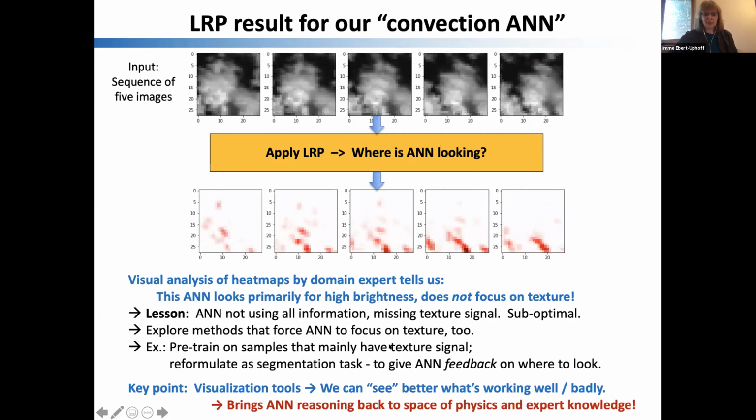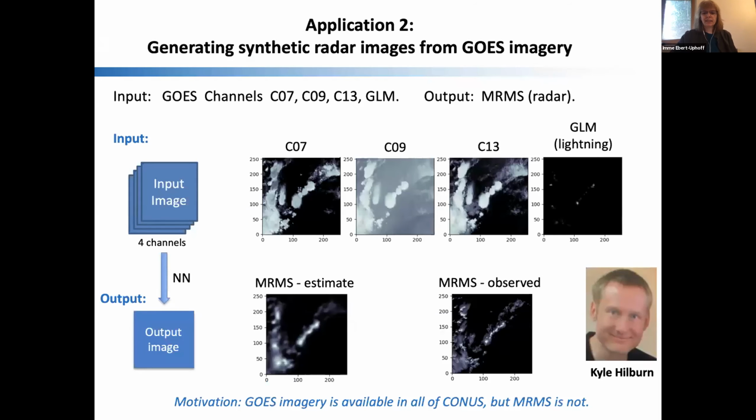So again, the key part is just that the visualization brings the neural network reasoning back to the space of physics and expert knowledge, so that Yun Jin could actually look at it and say, oh, if this is where the neural network is looking, I think I know what it's doing, right? So it's really only a part of the ways of visualization, but the important part is to use those tools intelligently with the Earth scientists to come up with the strategies. All right, a second example, and a person driving this project is Kyle Hilburn.